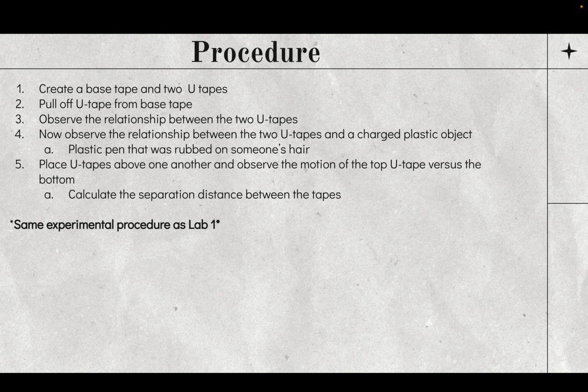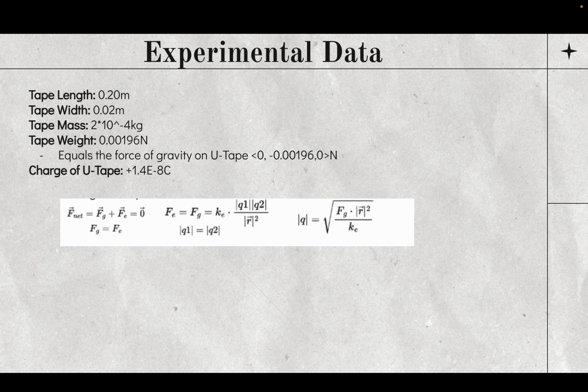So the procedure is basically the same procedure as Lab 1. It's the same experimental process. The difference is that when calculating the charges of the tapes, we would be breaking the tapes up into segments and looking at them as individual point charges based on those segments, as opposed to in Lab 1 looking at each tape as an individual point charge.